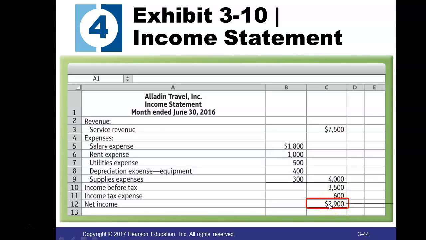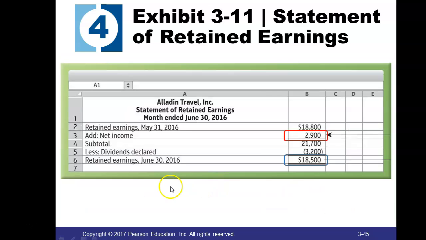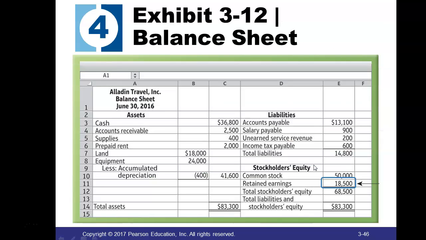We're going to use that $2,900, and we're going to use that to say, okay, if our retained earnings at the beginning of the period is $18,800, we're going to add our net income to come up with our subtotal. And any dividends that we've declared, we're going to subtract that to come down to our ending retained earnings. This $18,500 then will be used to create the remaining portion of our equity section, which is our retained earnings.